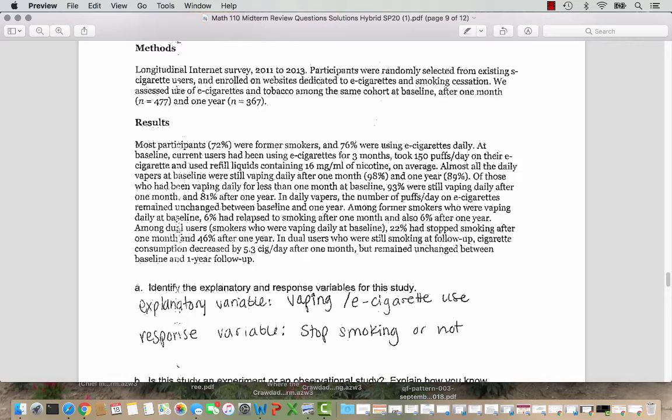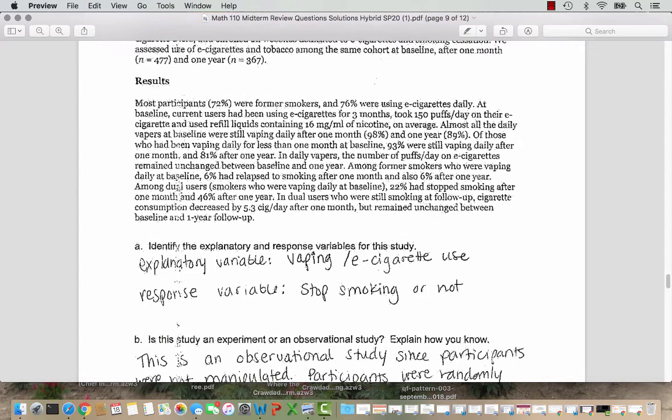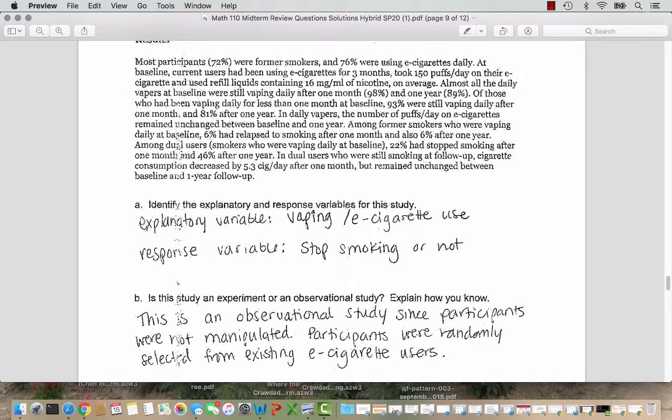Reading through, we want to identify the explanatory and response variables. Notice that I underlined the research question. They were trying to see if vaping users were able to stop smoking. So I said the explanatory variable here is whether the person is vaping or using e-cigarettes. And then the response variable is whether they were able to stop smoking or not, because we think the vaping or e-cigarettes are what explain whether or not people are able to quit smoking per this study.